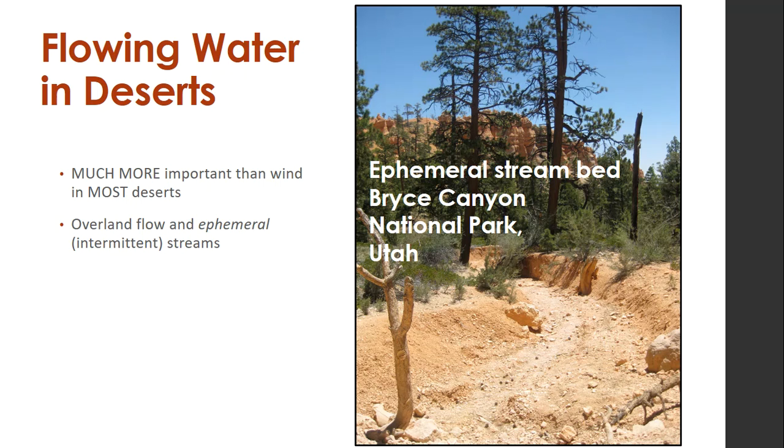So here is an ephemeral stream bed in Bryce Canyon National Park in Utah. So when you get a rain event, doesn't necessarily have to be right there, but it could be upstream. You can get water coming down through there pretty quickly. And this will shape the landscape very, very quickly. This riverbed will change a lot after a single rain event.